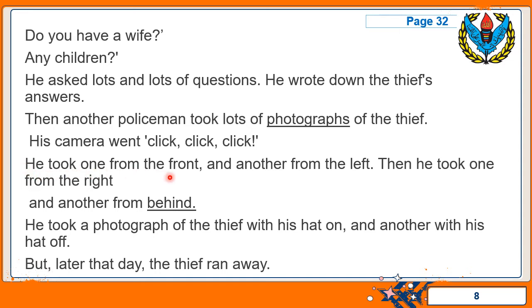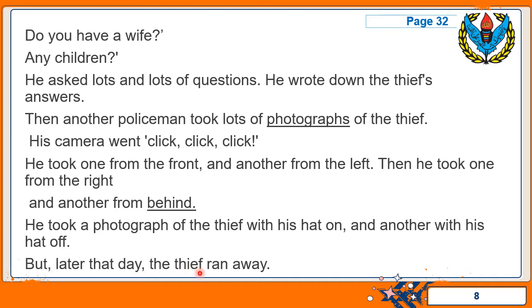He took one from the front, and another from the left. Then he took one from the right, and another from behind. He took a photograph of the thief with his hat on, and other with his hat off. Hat off means the hat was taken off.